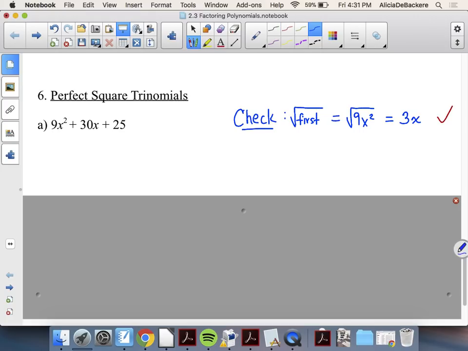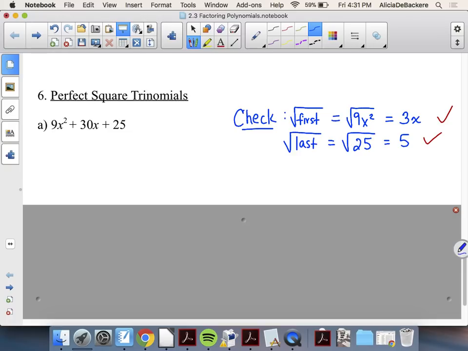The next thing I need to check is that I can square root the last term. So I square root 25, my last term. And I can square root 25, that's 5. So making sure that there's no decimals and that I can square root the exponents on the variables. Now the last thing that I need to check is that the middle term is equal to 2 times the square root of the first term times the square root of the last term. So those two answers that I just came up with. Now my middle term in my expression is 30x.